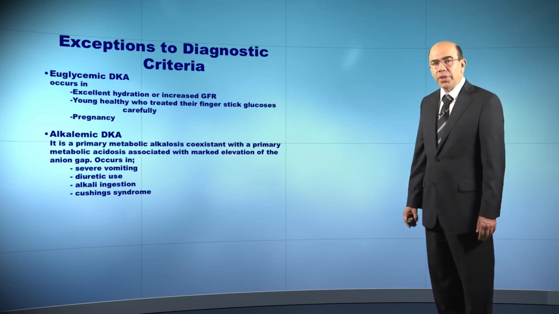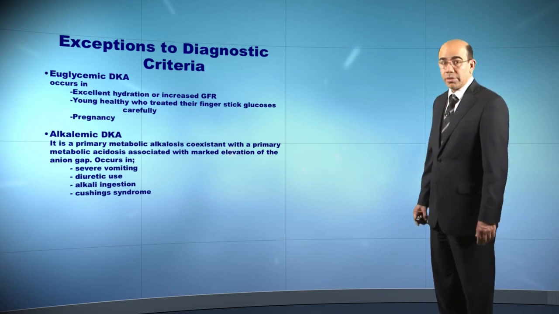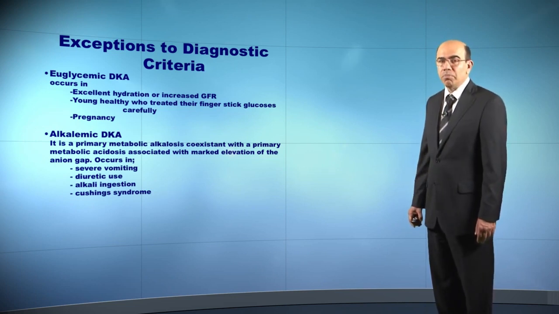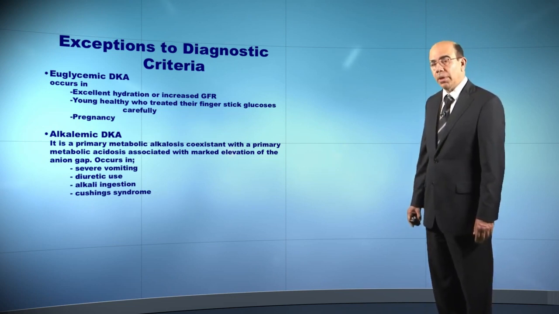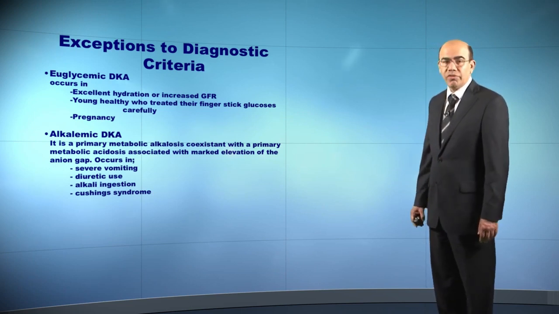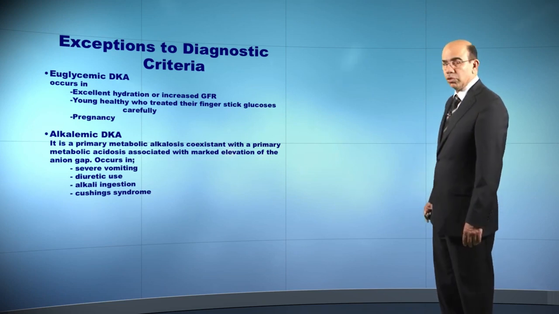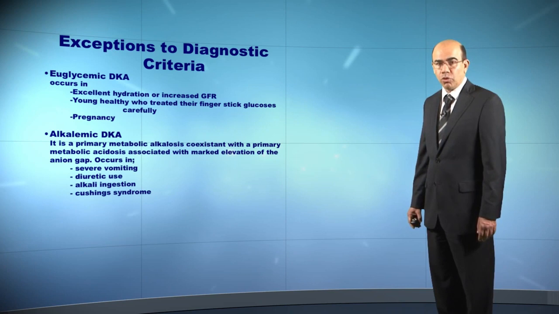In pregnancy, sometimes due to a lower threshold of renal glucosuria, glucose is excreted in the urine, and the patient may have normal blood sugar. Also, the fetus consumes a lot of glucose, and so that will contribute to lowering of the glucose in DKA.